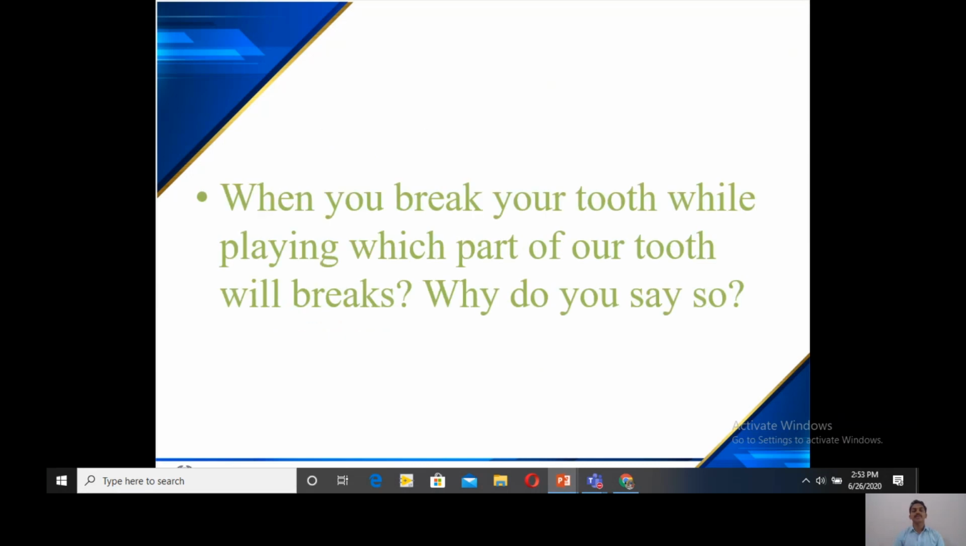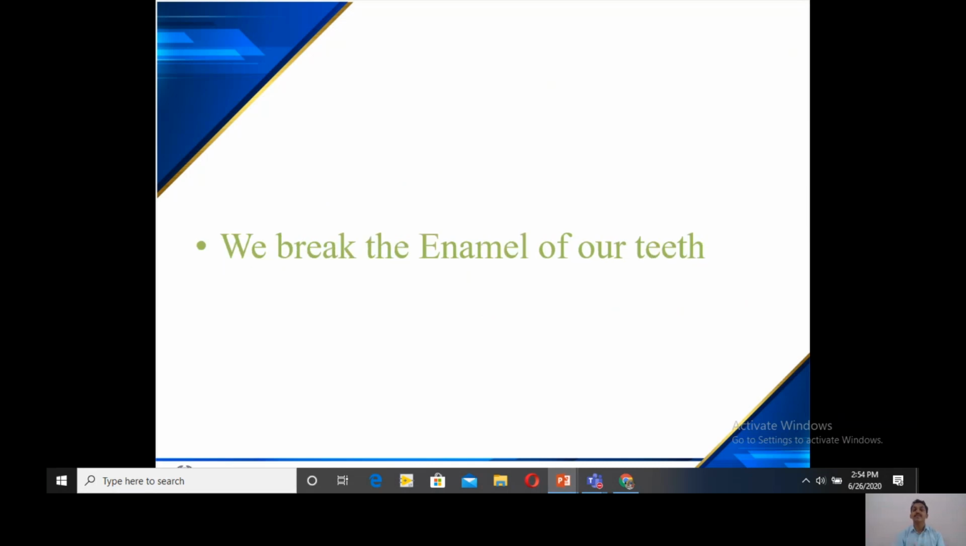Here is one question now. When you break your tooth while playing, which part of our tooth will break, and why do you say so? Say you are playing in the ground and break your tooth. Which part of our tooth will break? Just now we studied: which is the visible part? Yes. Mostly it will be the enamel of our teeth. The reason is that it is the front portion that is visible.